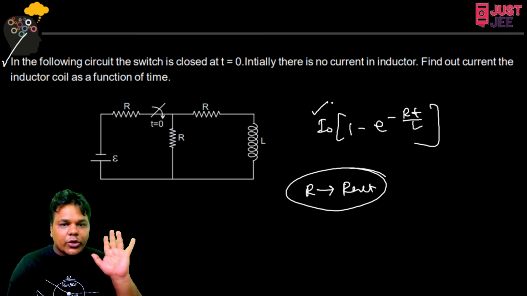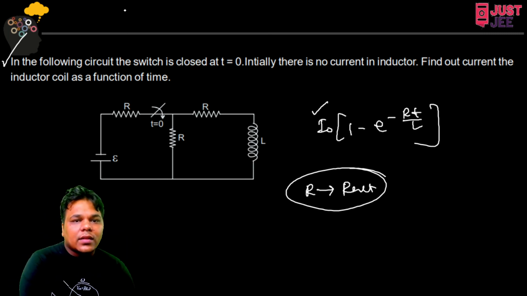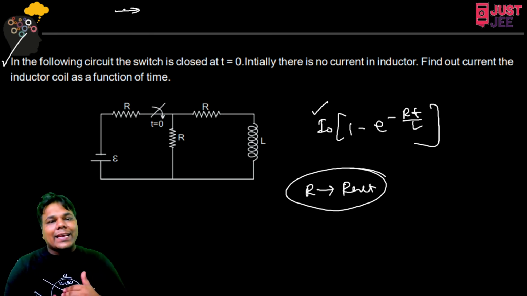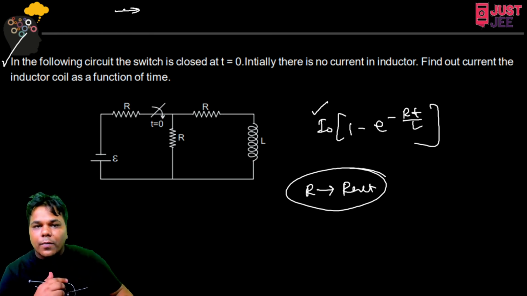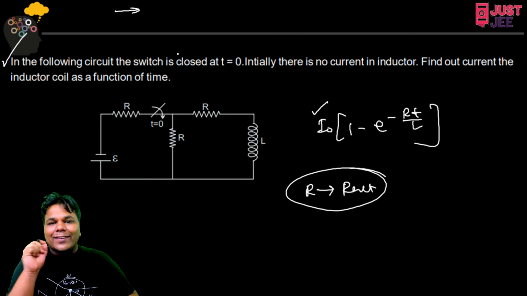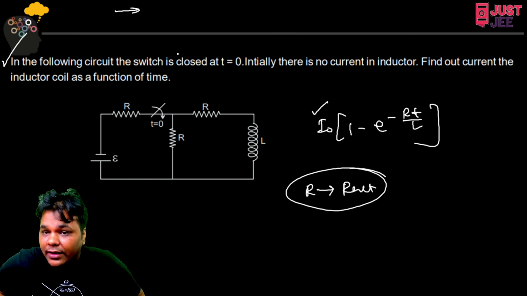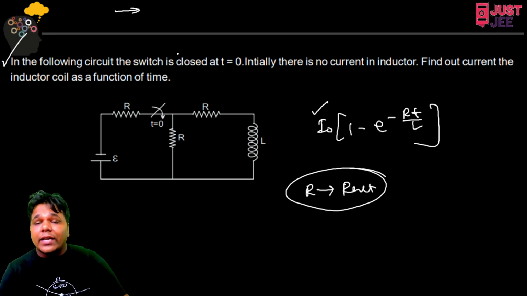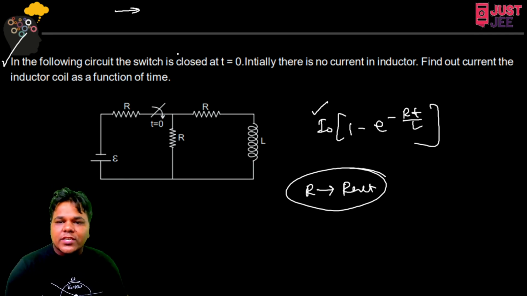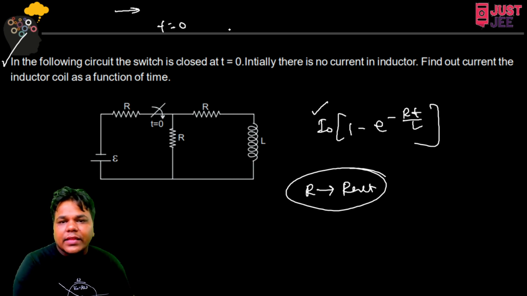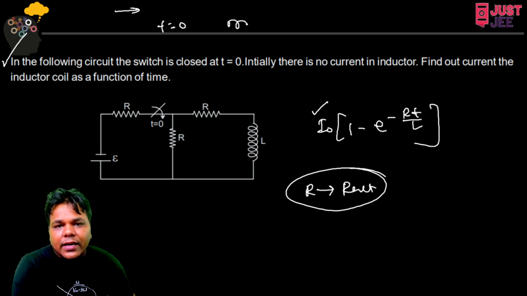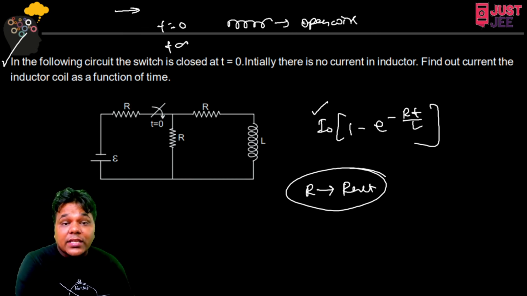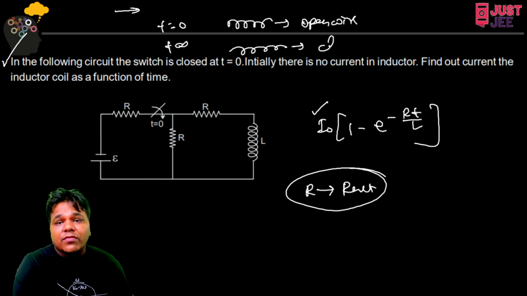So, you remember the key. Just like the capacitor, everything in the inductor is inverse. How? At t is equal to 0, we treat the capacitor as a conducting wire. At t is equal to infinity, we treat the capacitor as an open wire. Now the situation is reverse. At t equal to 0, there is no current, so the inductor will be replaced by an open wire, and at t equal to infinity, because there is maximum current, it will be replaced by a closed wire.